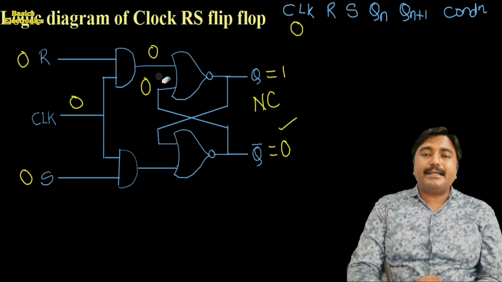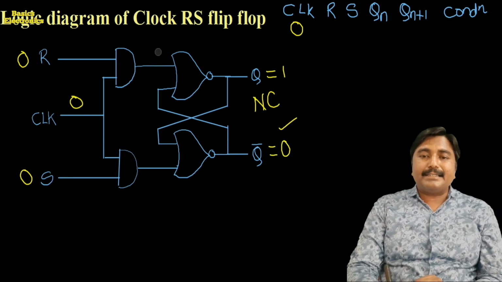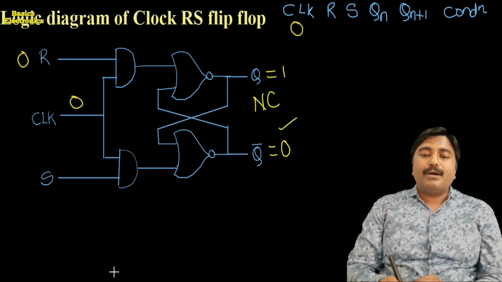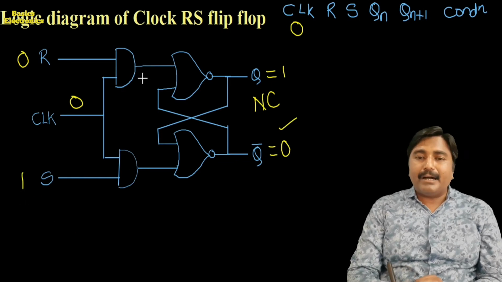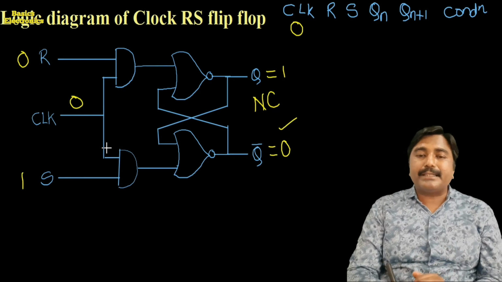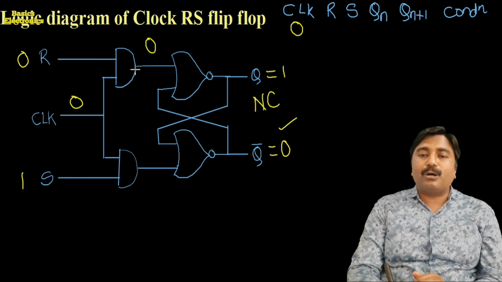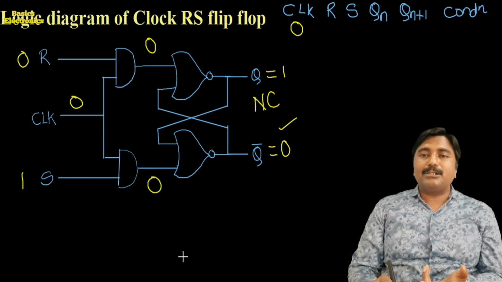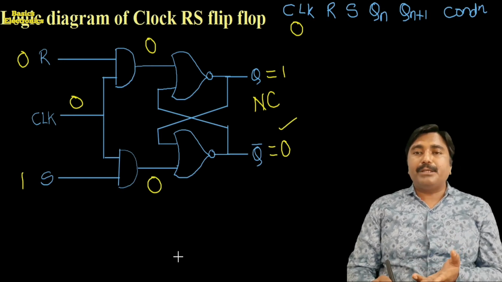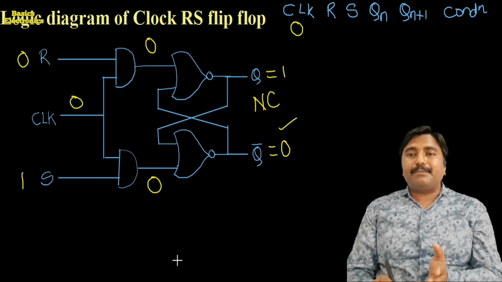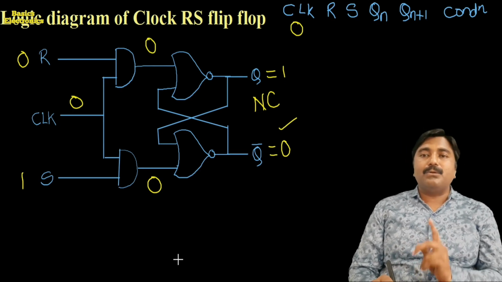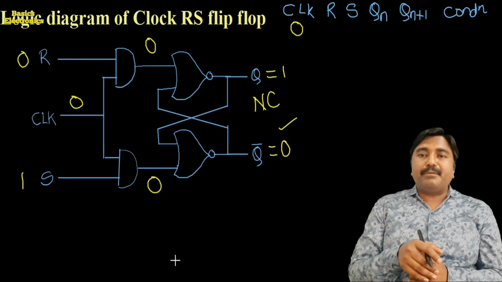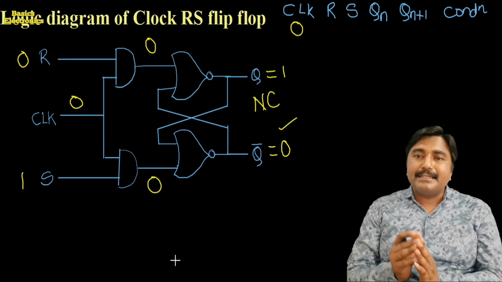Now we consider the other condition, where the clock pulse is again the same, R is equal to 0 and S is equal to 1. Again, as the clock pulse is low, the output of the upper AND gate is 0 and the output of the lower AND gate is 0. As we know, the inputs to the NOR gate flip-flop are 0, 0. It means its output is in the no change condition. Whatever the previous state is, that remains in the same state.